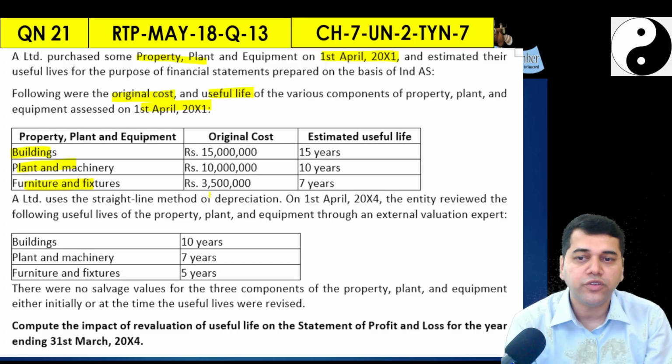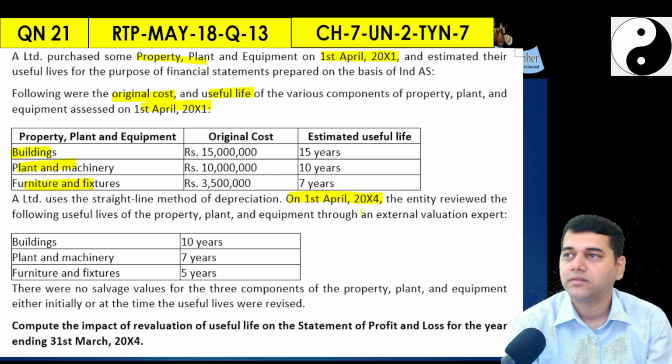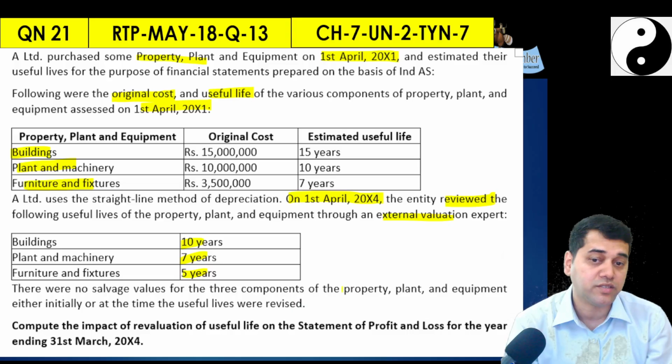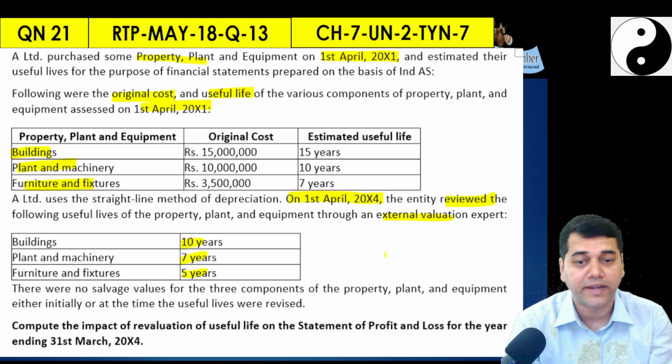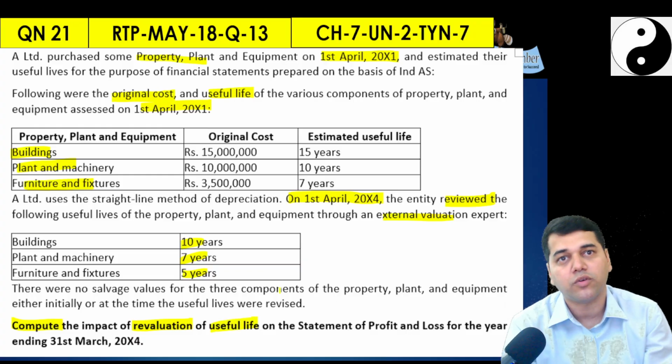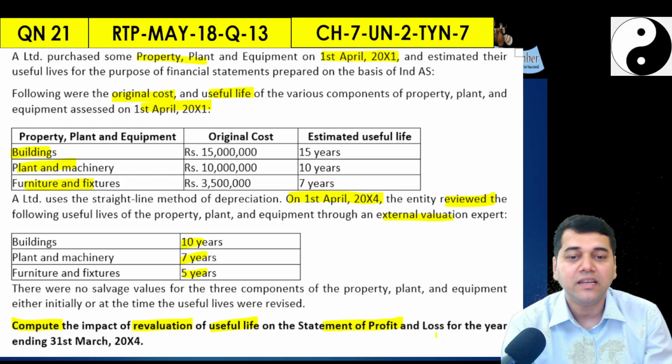Now A Limited is using the straight line method of depreciation. By 1st April 2014, how many years are over? 3 years over. The entity reviewed the useful life of the plant and equipment by an external revaluer. After this, they said, okay, total is so much. There was no salvage value change for the component. Compute the impact of the revaluation on the P&L for the year ending 31st March 2014. Simply they call it revaluation, but what was revalued was the life.